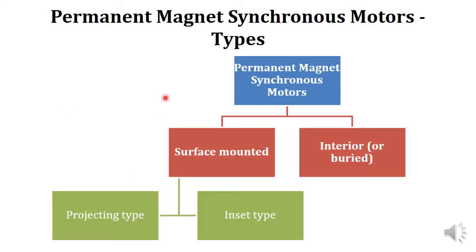Next, the permanent magnet synchronous motor types. So permanent magnet synchronous motors are of two types based on the rotor construction. First one is surface mounted type and the other one is interior or buried type. The surface mounted type is again classified into projecting type and inset type. First of all, we will discuss the case of a surface mounted type.